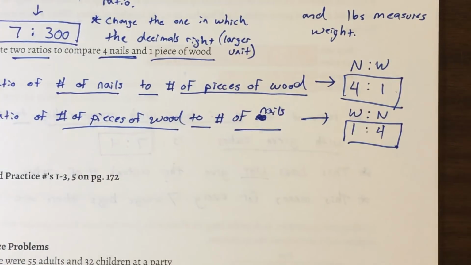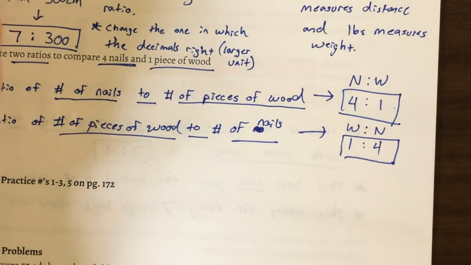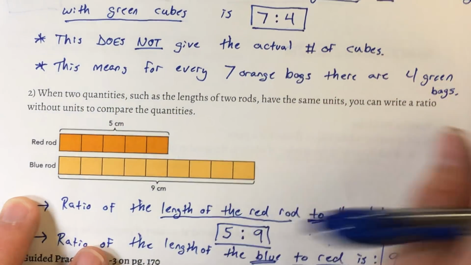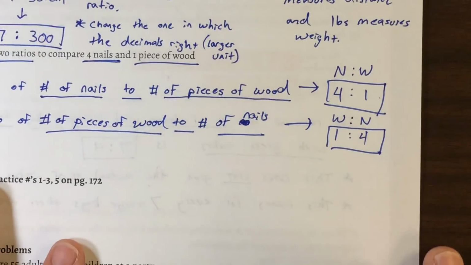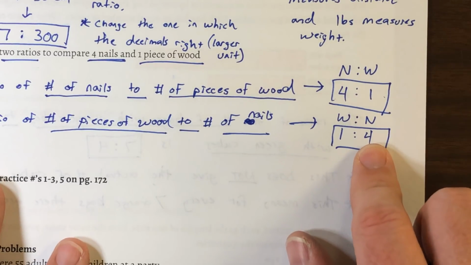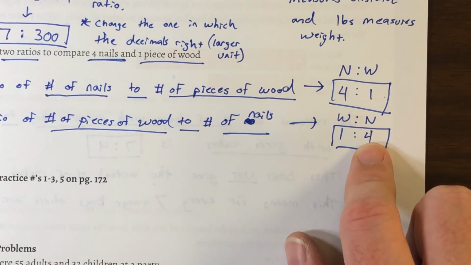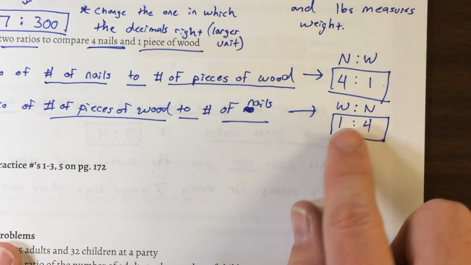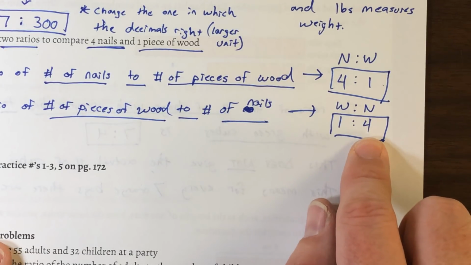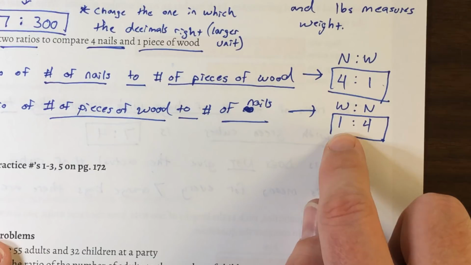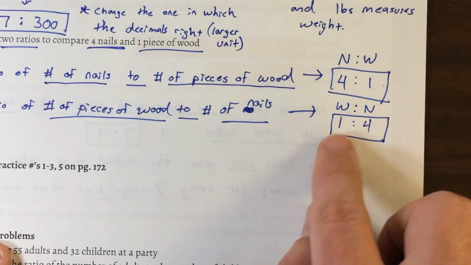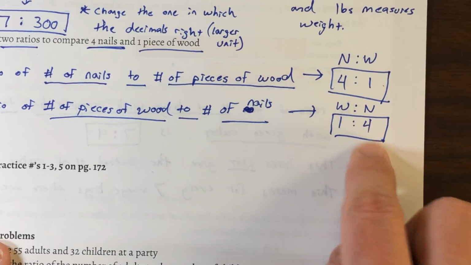All right, now what does this mean? Again, like we mentioned on the front page, ratios do not give the actual number of something. So this does not mean you have 4 nails and 1 piece of wood, or 1 piece of wood and 4 nails. Like, what are you going to build with that? Like, nothing. So what does this mean? The second one, I think, makes a little bit more sense. It basically means when you have 1 piece or 1 board, you need 4 nails to nail it down to something. So if I doubled it, let's say I have 2 boards, I'm going to need 8 nails. So basically, every time you have 1 board, you got to have 4 nails to go with it.